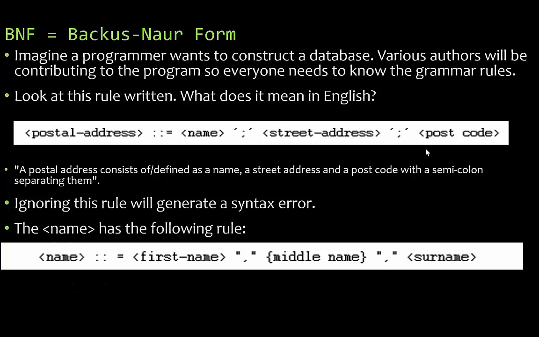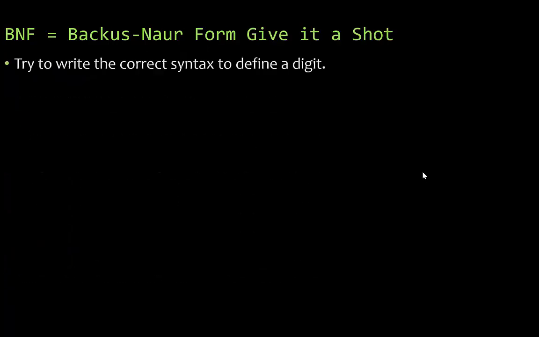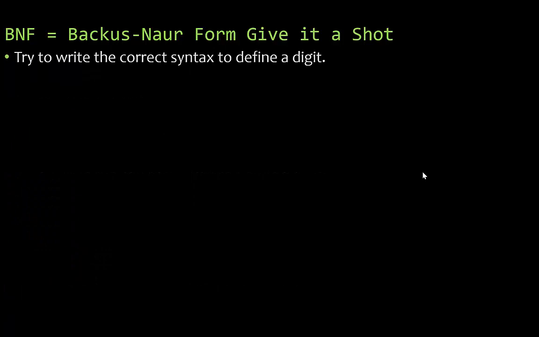Take a look at the name. Here we have name: first name, middle name with curly braces, and surname. BNF is a lot more concise than using the English language. Also, anyone working on the compiler in the world can understand what this is doing. So, try to write the correct syntax to define a digit. Go ahead and pause here. Let's see what you come up with. If all you come up with is a digit is defined as, well, that's something.